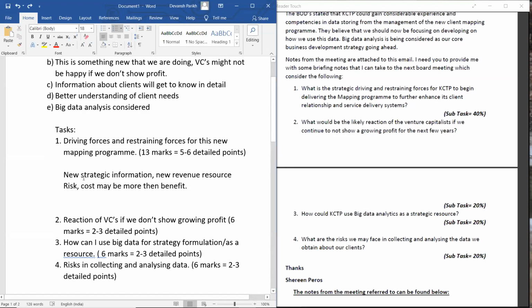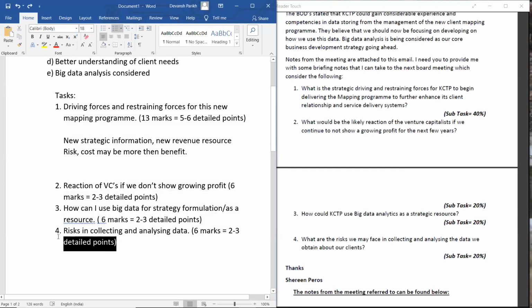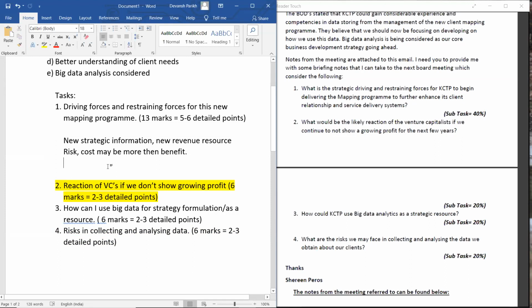But let's consider that out of these 4 parts, you don't know part 2. Driving forces, restraining forces, you know everything about, you have ready points in your mind. Big data, you know everything about, you have everything in your mind. Risks in collecting and analyzing data, you know everything, you have in your mind ready. But let's say you don't know what to write for reaction of VCs. There is one part of the question that you don't know.